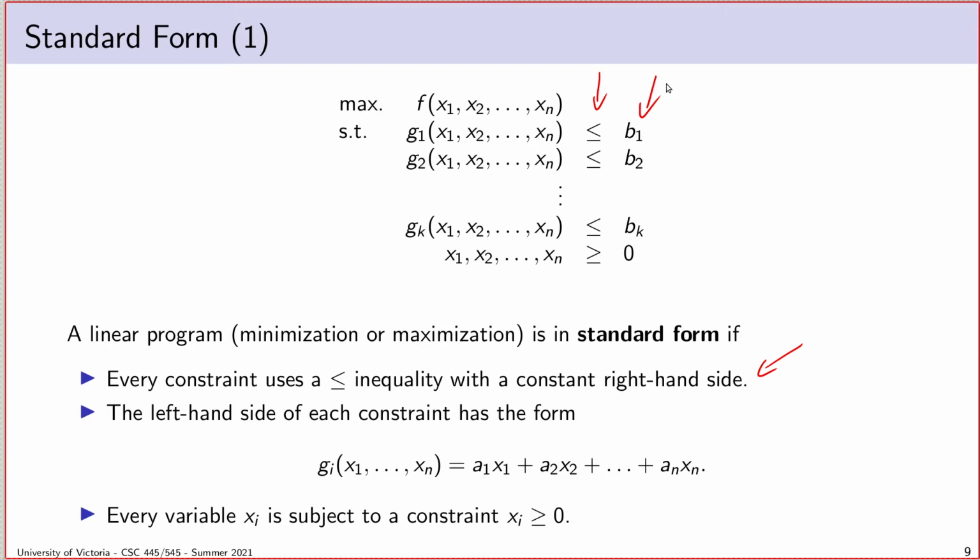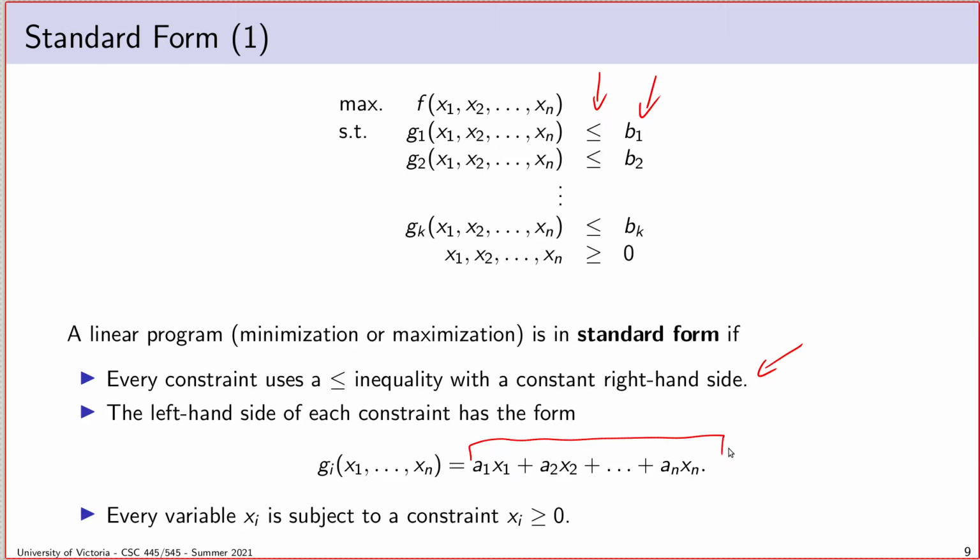Because you might observe, if I didn't require this, it would be pretty easy to say, well, every constraint involves a less than or equal to sign, because I could just mirror it and make a greater than or equal to sign look like a less than or equal to sign. So it's not just that. I want only less than or equal to, and I want the right-hand side to always be constant. The left-hand side also has to have this form.